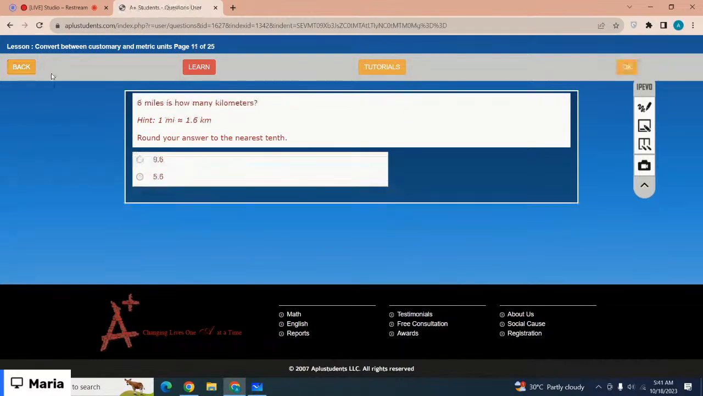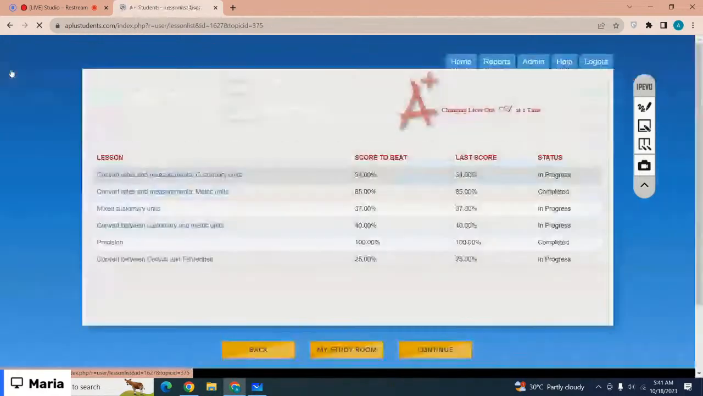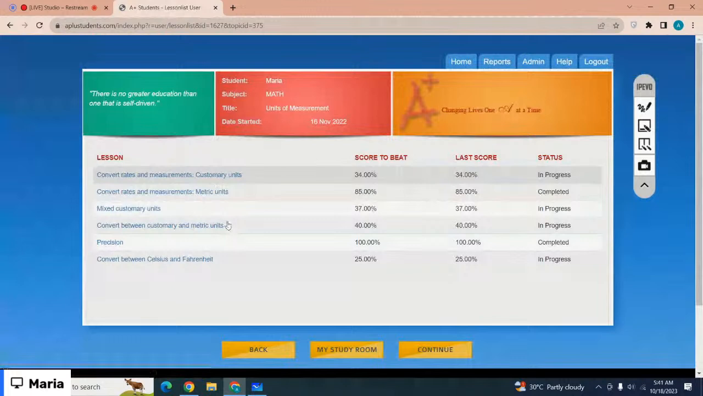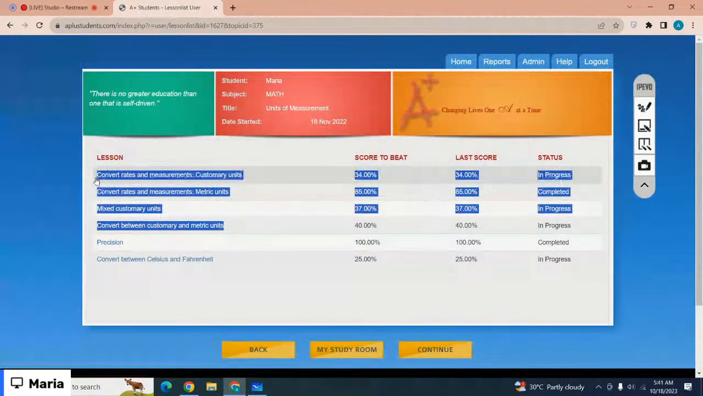So we are working on grade 8 math. The chapter we are working on is unit of measurements, and the lessons we have covered today are convert rates and measurements customary unit, convert rates and measurement metric unit, mixed customary units, and convert between customary and metric units, right? So please make sure before the next session you complete all the practice questions for the lessons we did today.